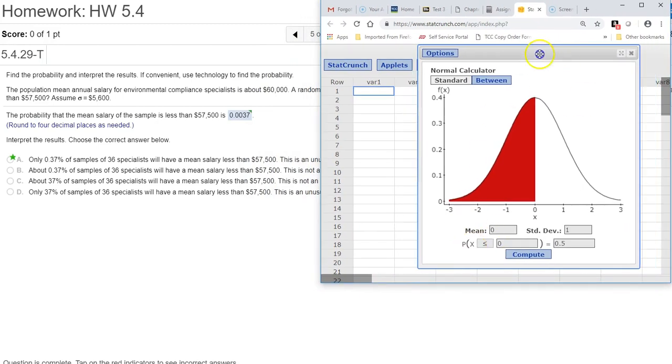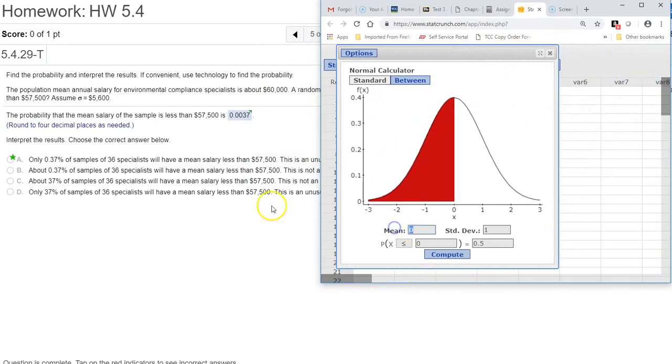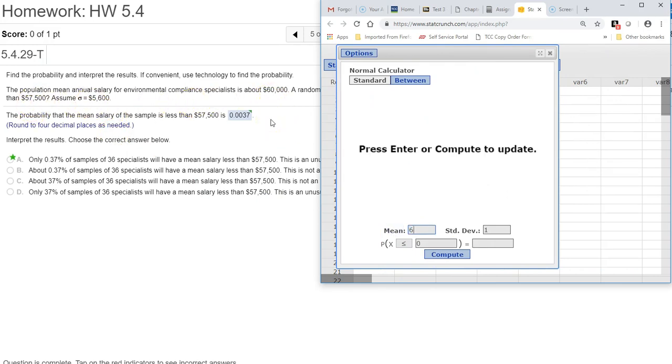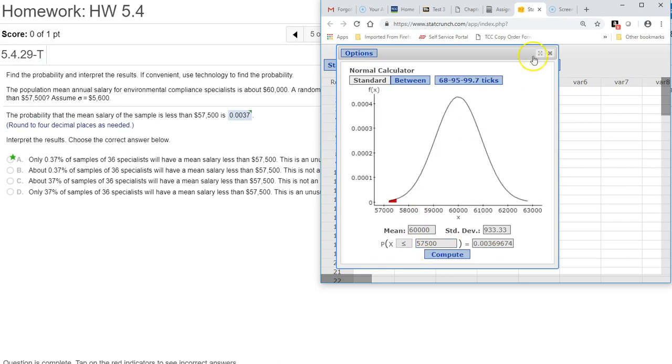So I'm going to plug in my mean. My mean was the same as the population, which is 60,000. Standard deviation was 933.33. And they're asking me to find the probability of less than 57,500. And all I have to do is compute. And you see that when I round off, I will pretty much have the same value.